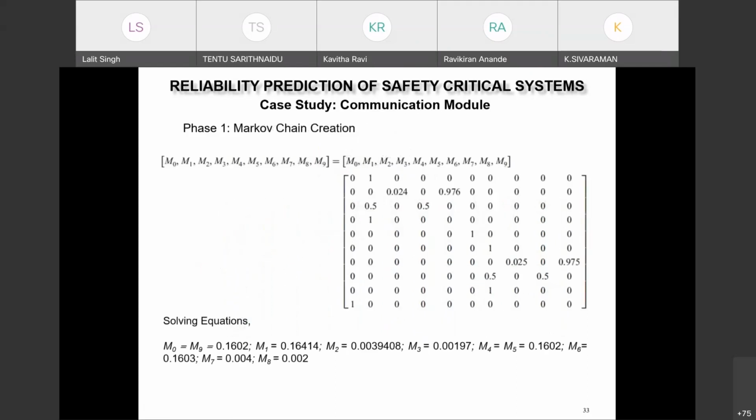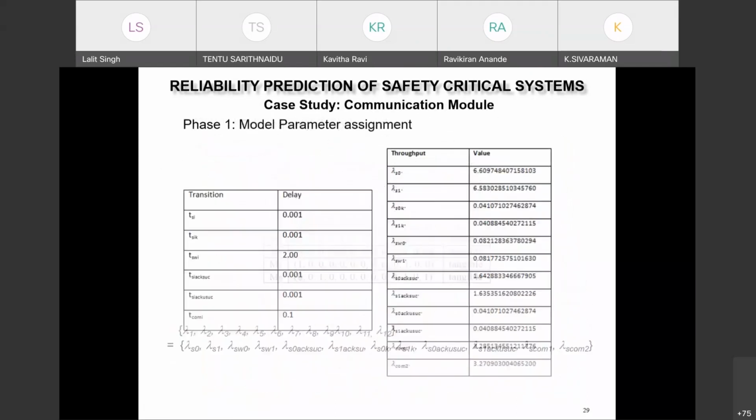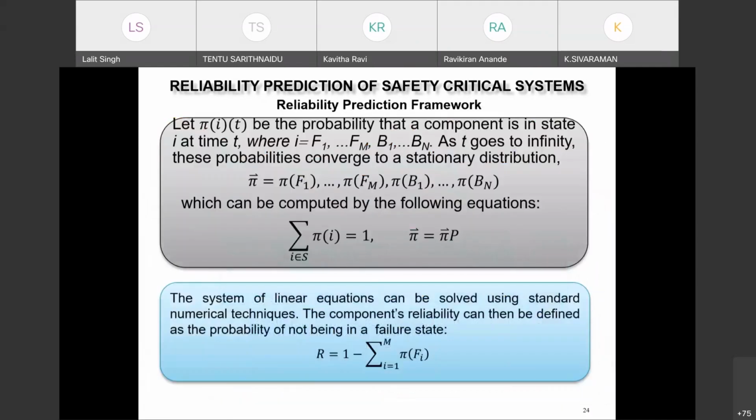And now we have to utilize those two equations. I'm going back to those particular slides which we were discussing. The first equation, as I said, is that the summation of all the states is equal to 1, the probability of the system being in all the states. So M0 plus M1 plus M2 up to M9 will be equal to 1.